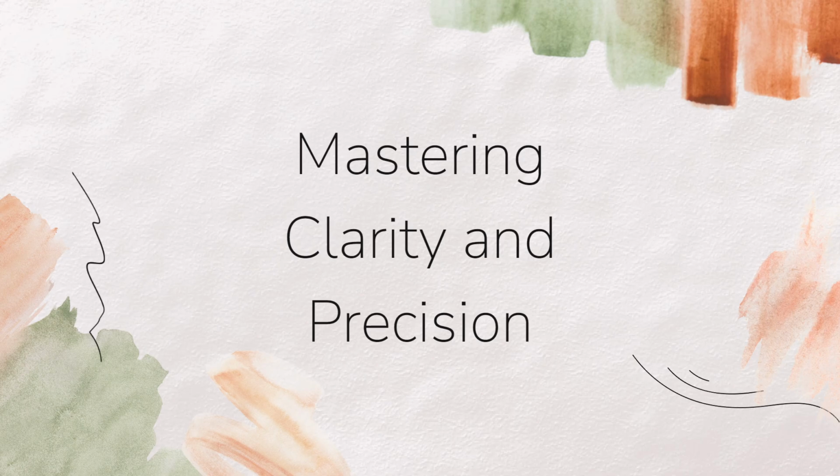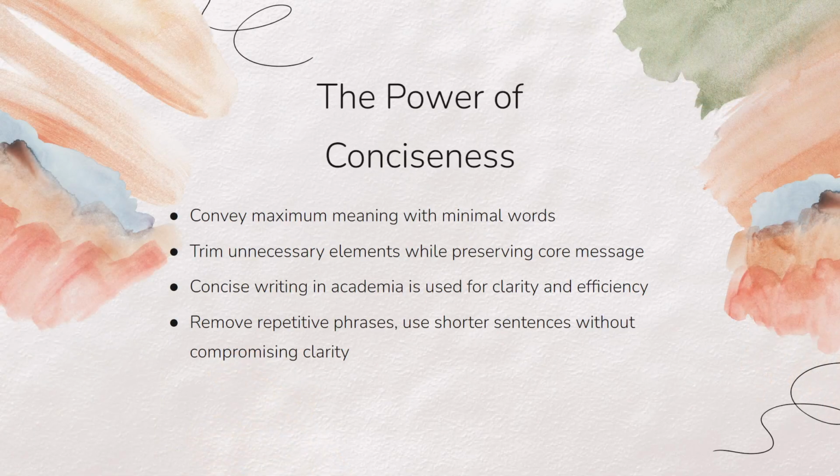We'll look into the essence of conciseness, the pitfalls of passive voice, the art of avoiding generalizations, and techniques for eliminating redundancies. To begin, let's explore the strength of conciseness. Conciseness is the art of conveying maximum meaning with minimal words. It involves trimming unnecessary elements while preserving your message's core.